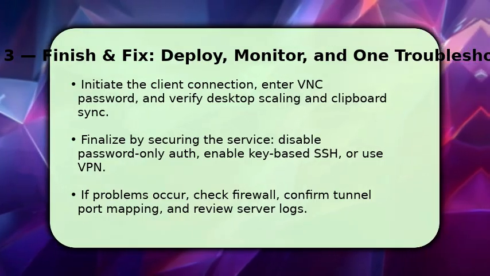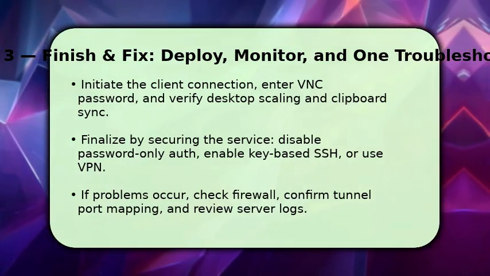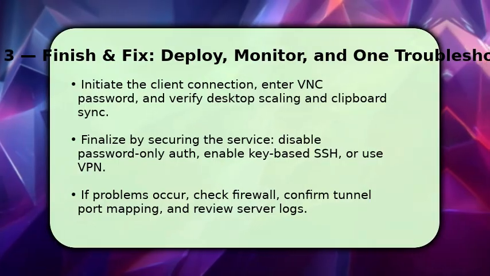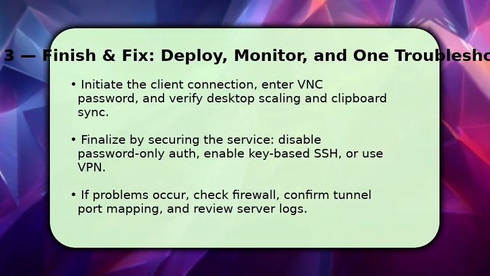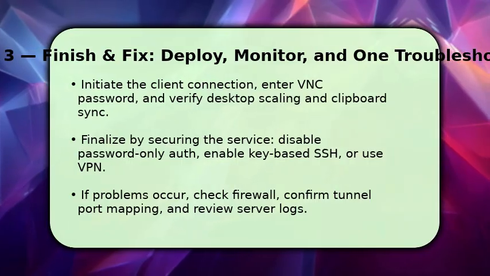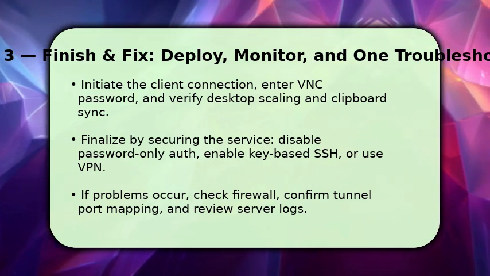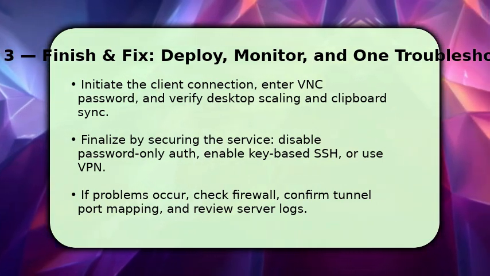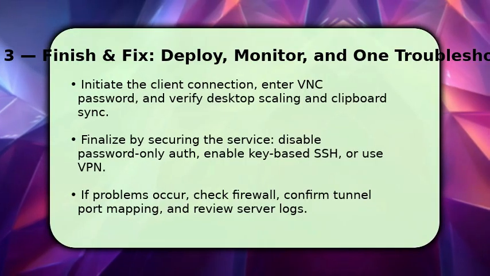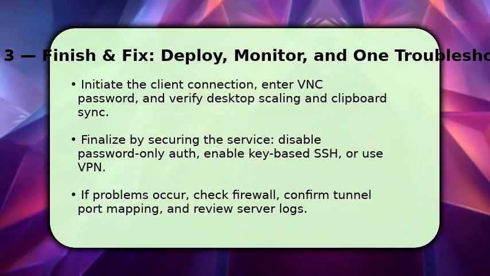Once connected, adjust scaling and clipboard sync so interaction feels native. After finishing, harden access. Disable password-only auth on the VNC server, require SSH key logins, or move traffic over a VPN. If something goes wrong, start by checking the firewall and whether the SSH tunnel port mapping matches the client.